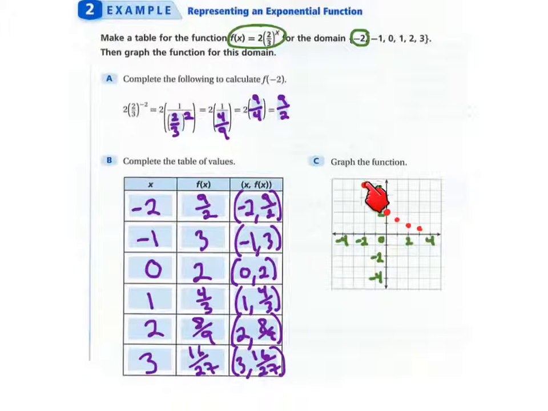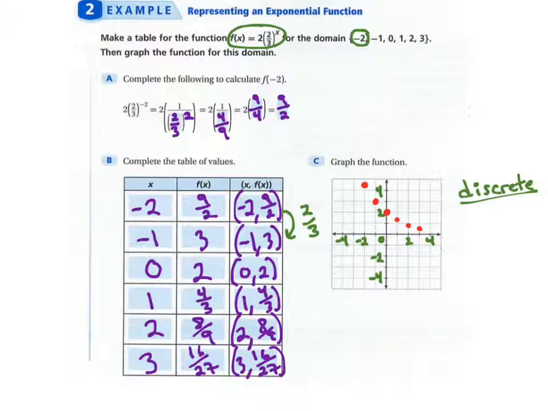Okay, and you can see the pattern here. We're getting a curve here, right? But remember, because we were given a domain with specific points, this is still a discrete function, so we're not going to combine those with a curve.